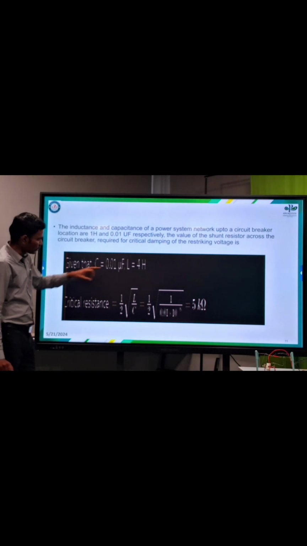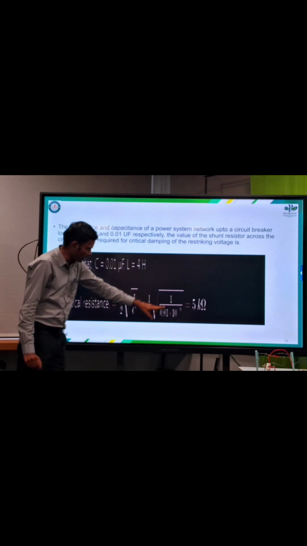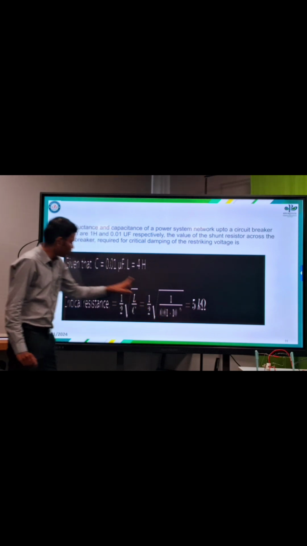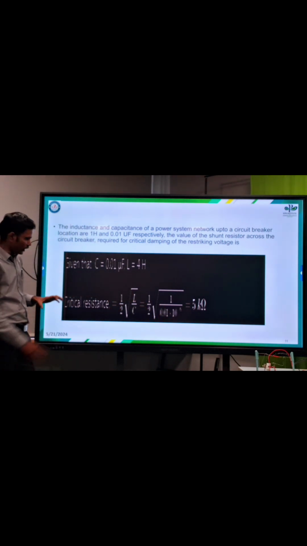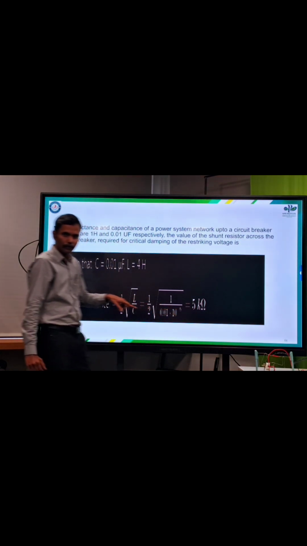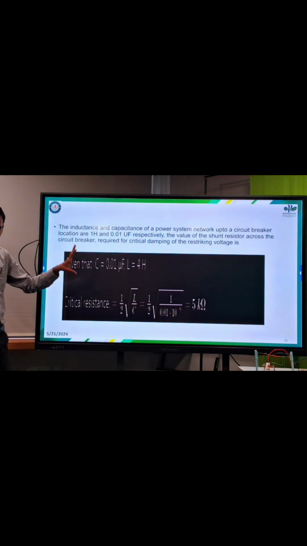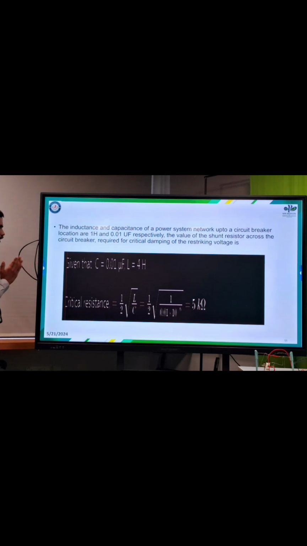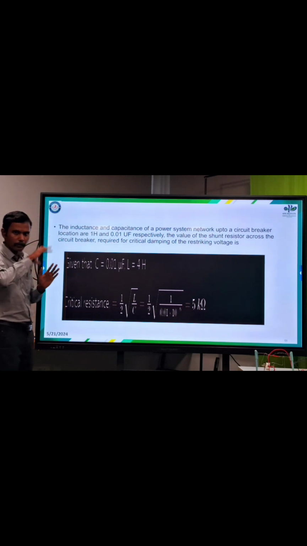So you can substitute this value: L as 1 Henry, and the capacitance as 0.01 into 10 power minus 6. If you do the calculation, I can find out this value as 5 kilo. Okay, so this is a basic question. You can find out the critical resistance, the value of shunt resistance we can add across the circuit breakers.